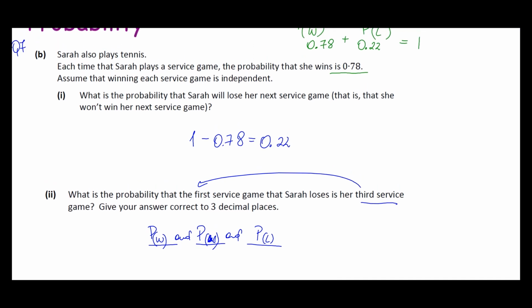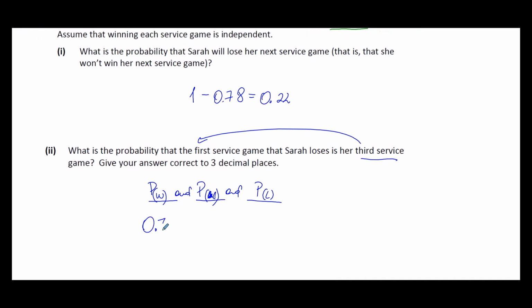So winning again is 0.78, so it is 0.78 and we multiply. Again, winning is 0.78, and therefore we multiply, and losing is 0.22. And again, we put that in the calculator, we press equal, and we get 0.134 to 3 decimal places.